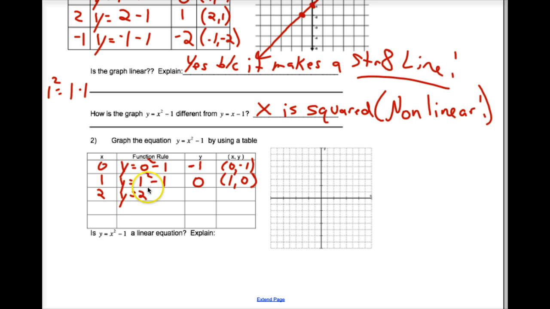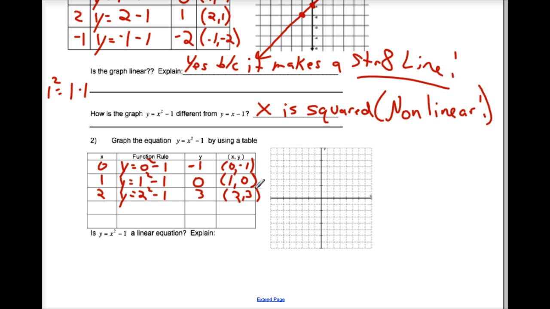Okay? 2 squared minus 1. See if you can do that in your head. 4 minus 1. How much is that? I think it's 3. 2 squared is how much, people? 4. 4 minus 1 is 3. 2 comma 3. Okay?